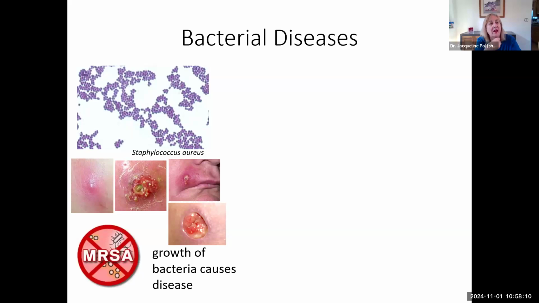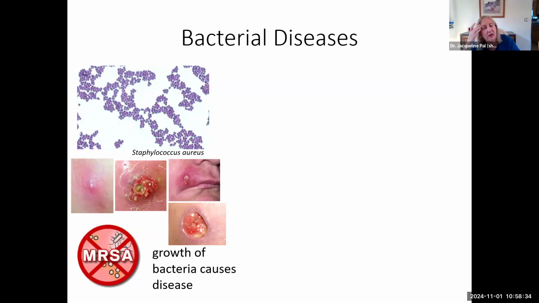Now, the problem with a lot of staph infections is that they are resistant to a lot of antibiotics, and probably a lot of you have heard about MRSA, which are methicillin-resistant Staphylococcus aureus infections, which is a big problem in folks who are hospitalized or in group homes or in old folks' homes or any of those group care facilities.